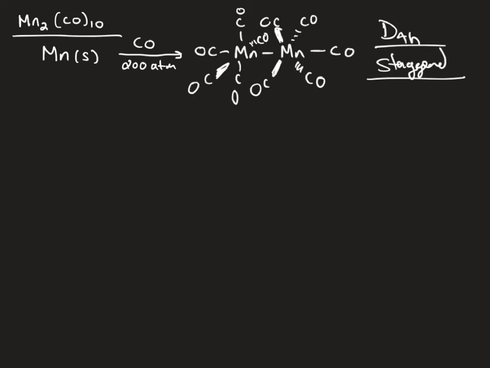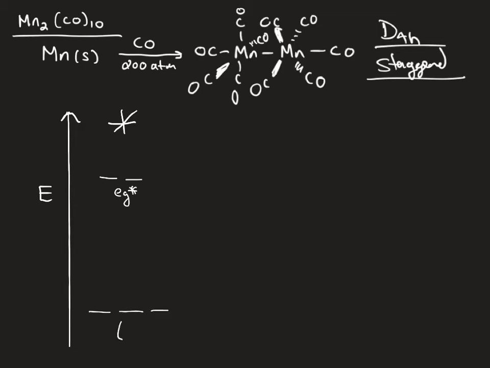Okay, so it's not eclipsed, it's staggered. We can explain the instability of the manganese hexacarbonyl species, the stability of the manganese-manganese dimeric compound, and also the staggered coordination geometry using simple ligand field arguments. We're going to start by considering the hexacarbonyl species. And the d orbital splittings, you have your eg star orbitals and low energy t2g orbitals.